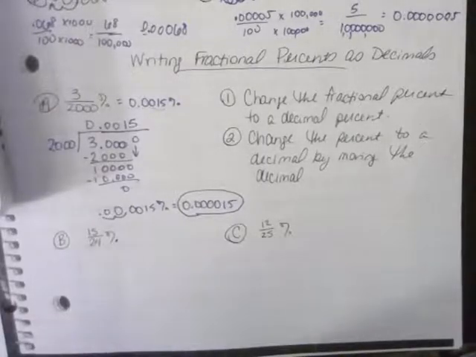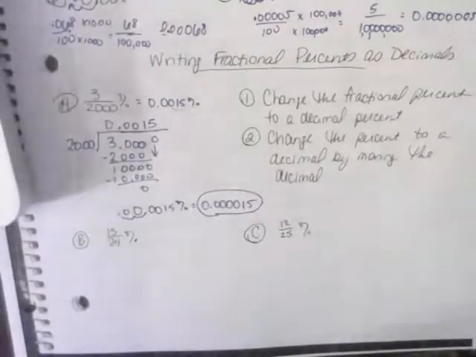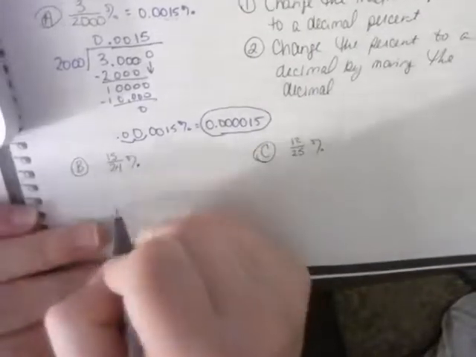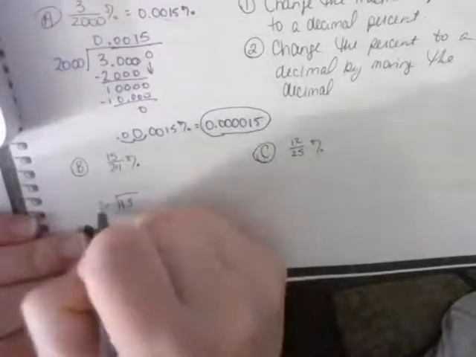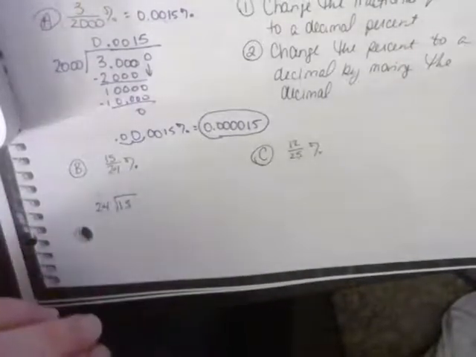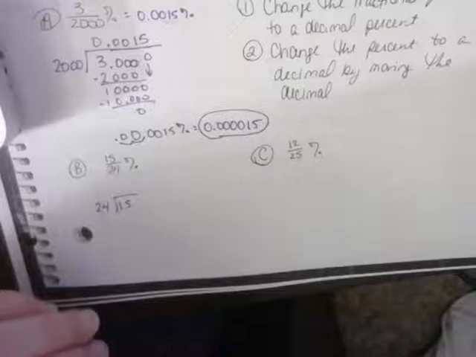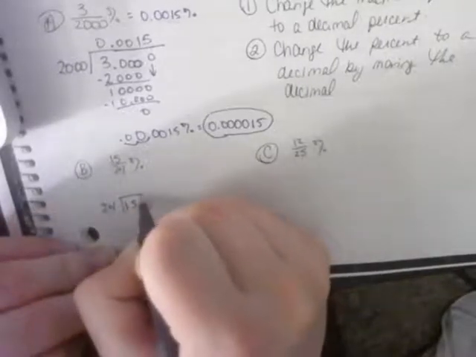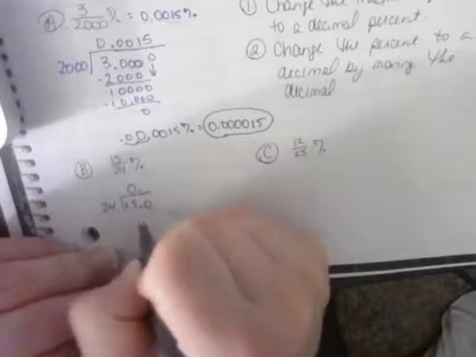Alright, let's go ahead and do B together. Same thing, numerator is our dividend and denominator is our divisor. So that means 15 would go inside and 24 would go on the outside. 24 does not go into 15. I'm going to have a decimal and a 0. 24 does go into 150.